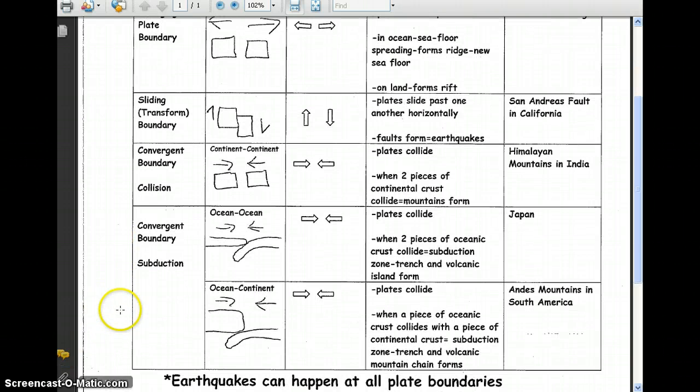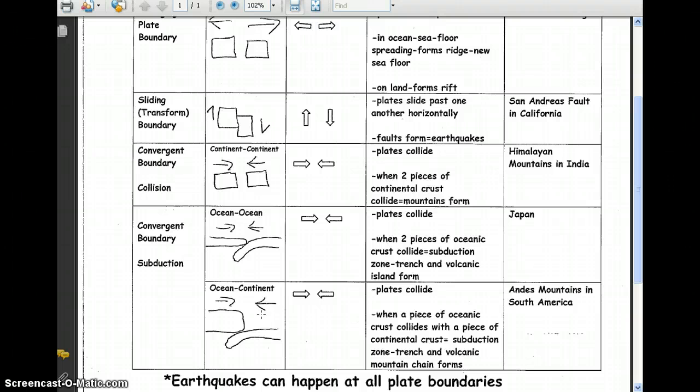The next type of convergent boundary we have is one called subduction. The first one is an ocean-ocean convergent plate boundary. Again, the plates collide. What happens though is when two pieces of oceanic crust collide, they're the same density. They're heavy. Okay? The older crust sinks. And what we get is a subduction zone. So the sinking plate is a subduction zone. Up here, this little part is called a trench. On land, a volcanic island is going to form. So Japan is an example of an ocean-ocean convergent boundary.